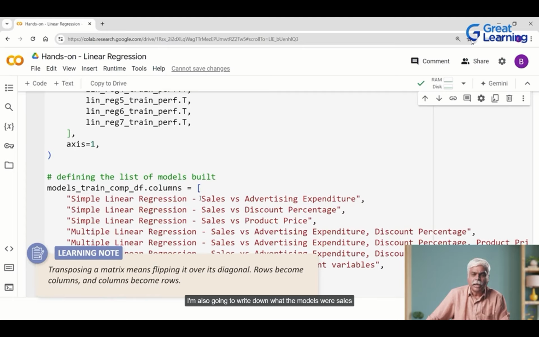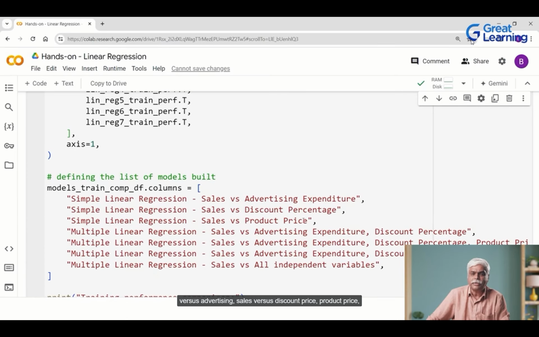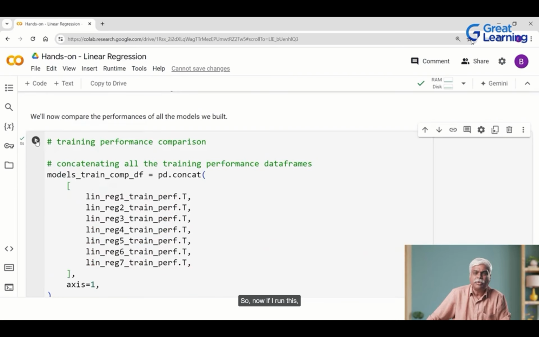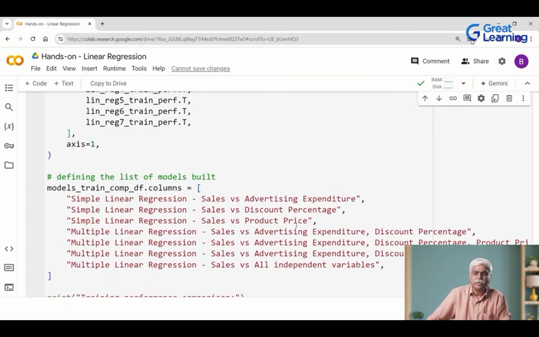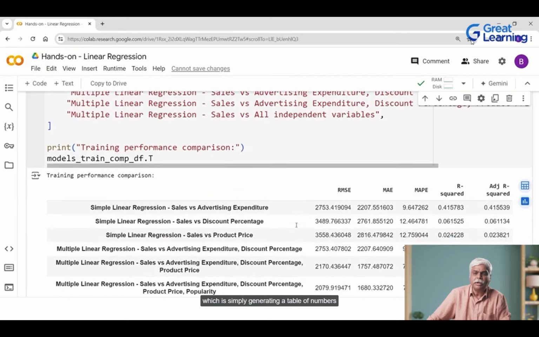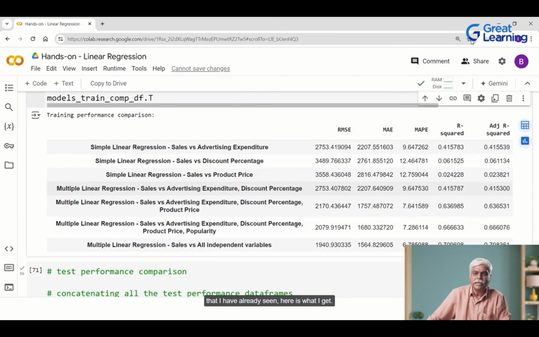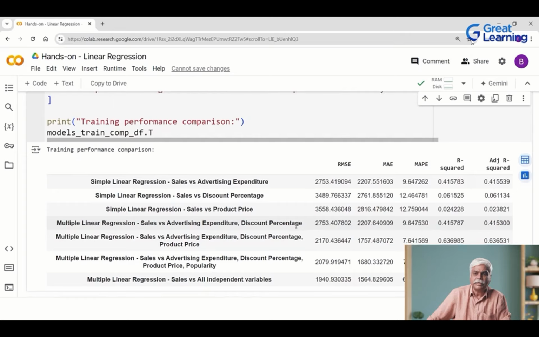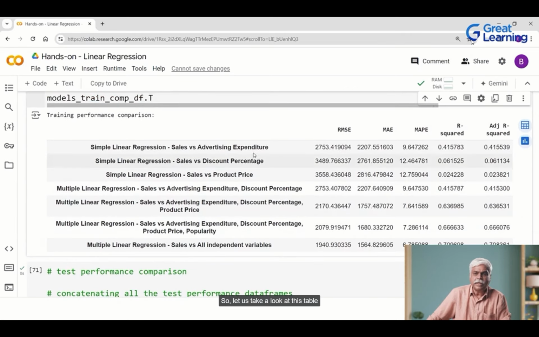I'm also going to write down what the models were: sales versus advertising, sales versus discount price, product price, the full range of multiple linear regressions ending with sales and all independent variables. So now, if I run this, which is simply generating a table of numbers that I've already seen, here is what I get. So let's take a look at this table and use it to summarize what we have learned.